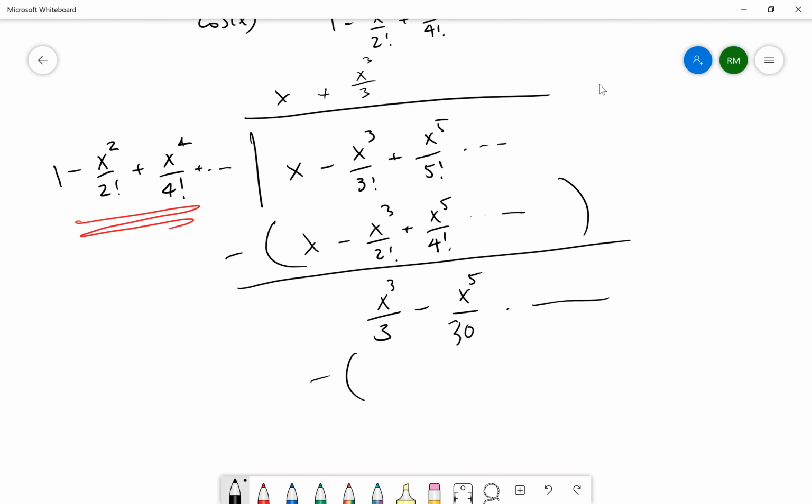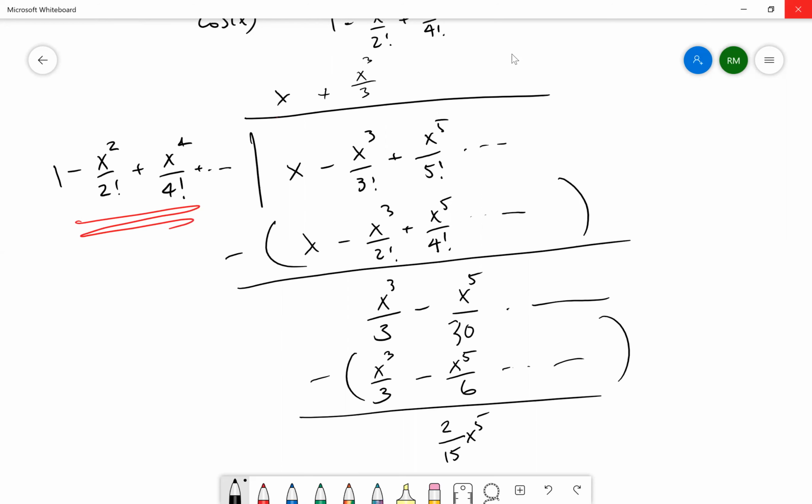And what we're going to subtract off is we multiply the thing underlined in red by x cubed over 3. And what we get is x cubed over 3 minus x to the 5th over 6. And then higher order terms. And we subtract that off, and we should get, let's see, I think 2 over 15 x to the 5th. And so clearly what we get is this should be plus 2/15 x to the 5th.